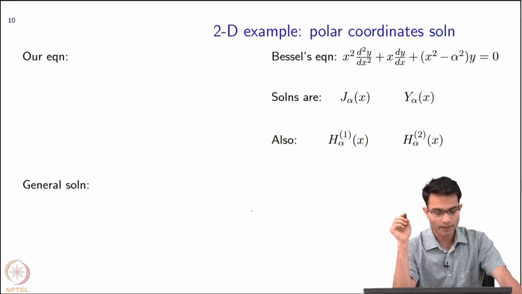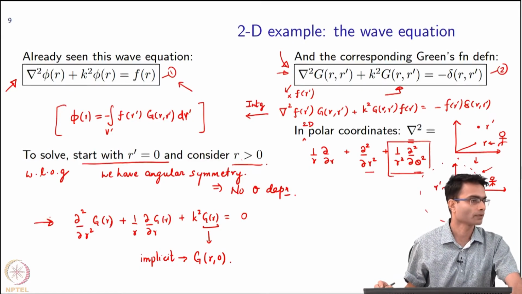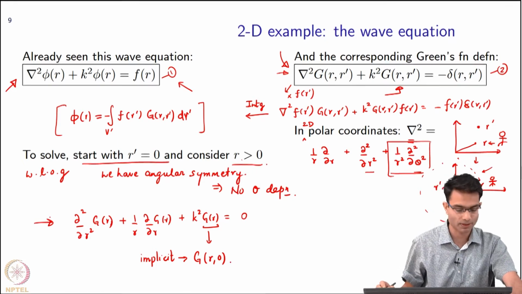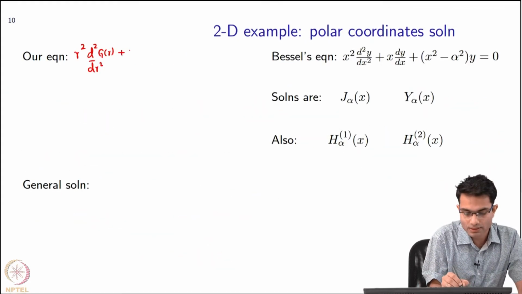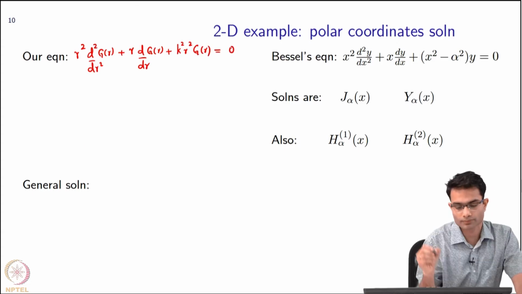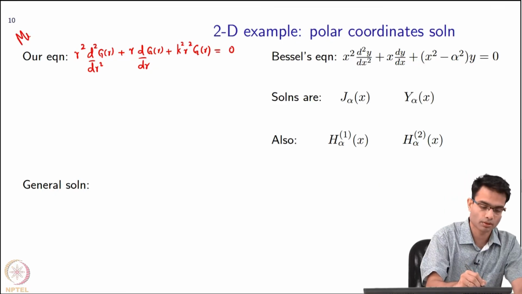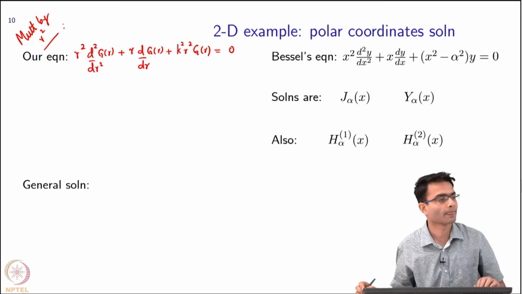To do that, I am going to take this equation and just multiply everywhere by r squared. I do not like to have the 1 by r in the denominator, so I will just multiply by r squared. So, I am going to get r squared d2g by dr2, plus r dg by dr, plus k squared r squared g of r is equal to 0. So, I just multiplied by r squared.